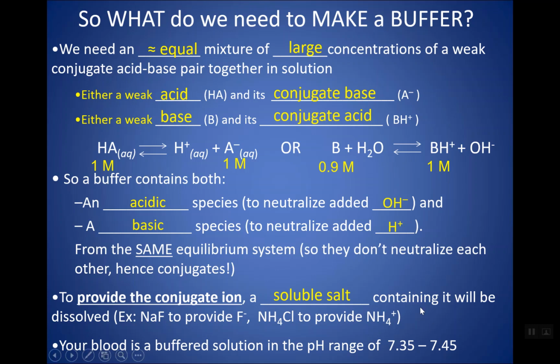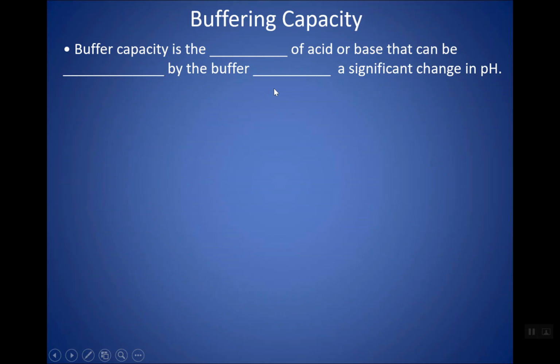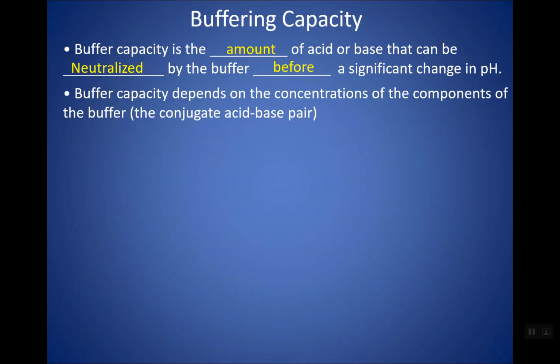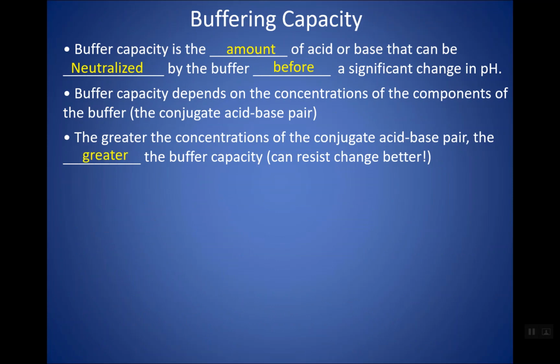Buffering capacity is the amount of acid or base that can be neutralized before the buffer starts essentially failing as a buffer and starting to have a significant pH change. So before I said we want pretty large concentrations. You can obviously make a buffer if you don't have very large concentrations, but it's not going to last very long. It's not going to resist pH changes for very long because one of your components is going to start to kind of run out. So this is what's called buffering capacity. The greater the concentrations, the greater the buffering capacity.